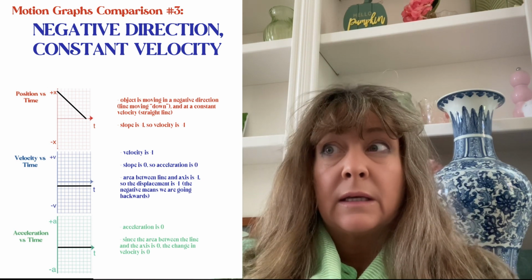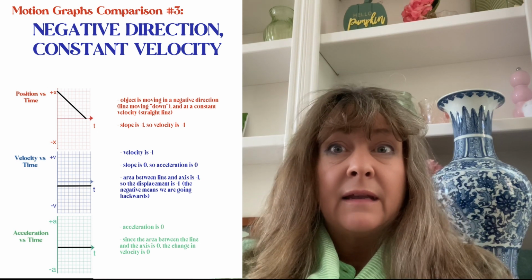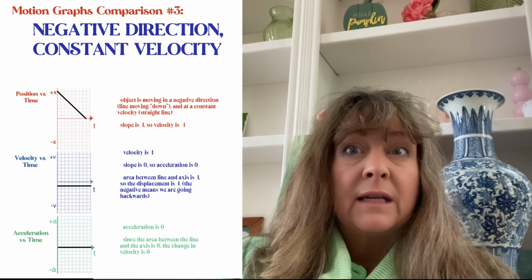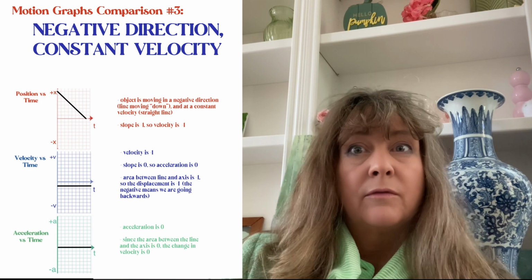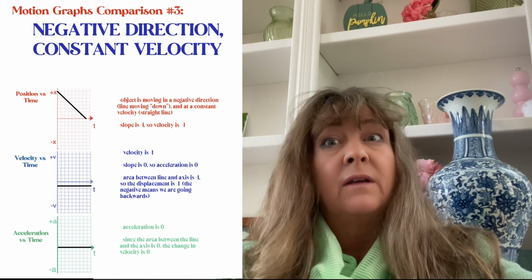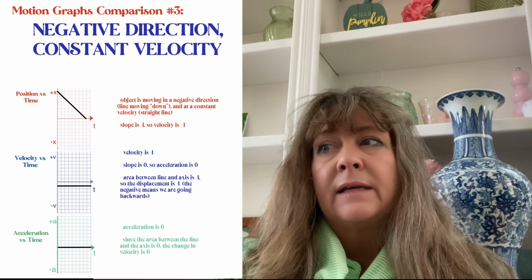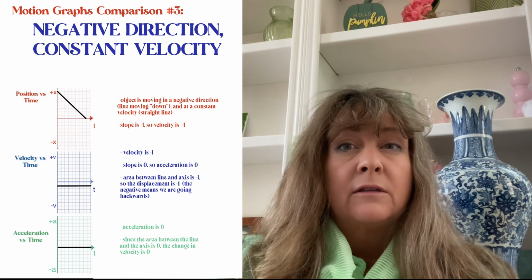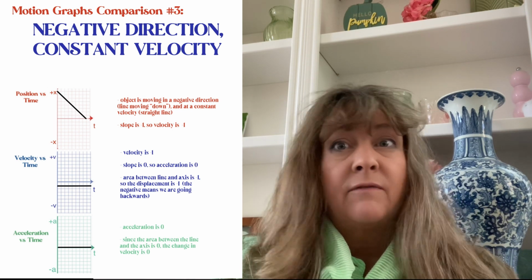Okay, so motion graph comparison number 3. This object is going in a negative direction and at a constant velocity. Look at the top graph. It says the object is moving in a negative direction. It means it's going in reverse, and that means when it heads down on the position graph, it's heading in reverse. At a constant velocity, the line is straight, so the speed is not getting faster or slower.